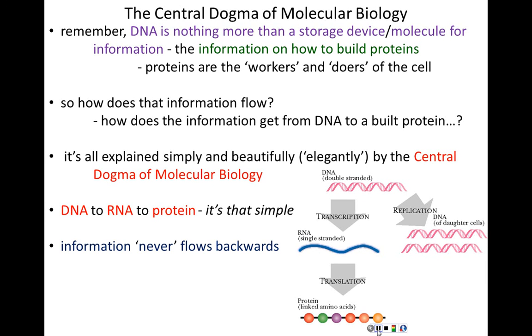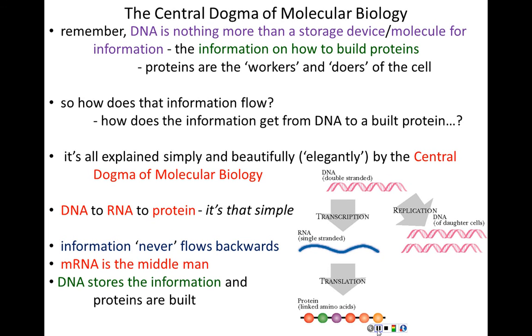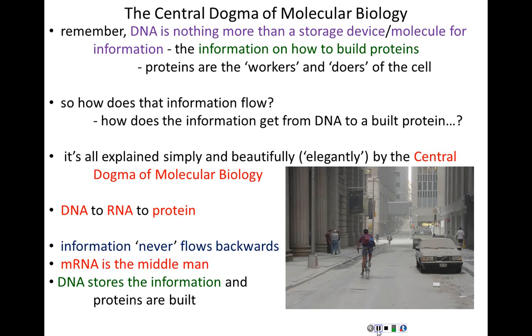Information never flows backwards. So you don't go from protein to RNA. You very, very rarely go from RNA to DNA. RNA is the middleman. RNA is the intermediate between the two steps. DNA is the storage man. DNA stores the information. And the proteins are the doer mans. The proteins are built and go off and do something.